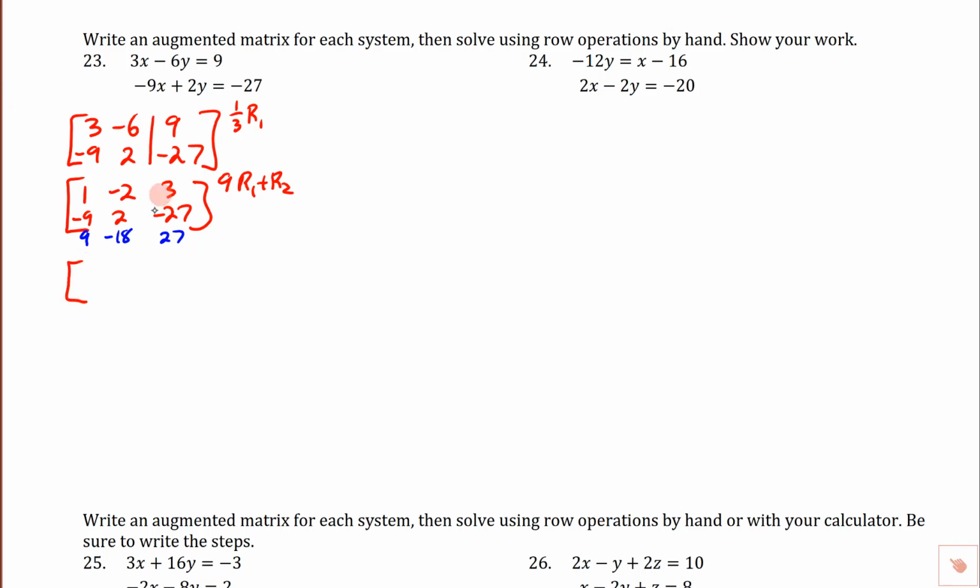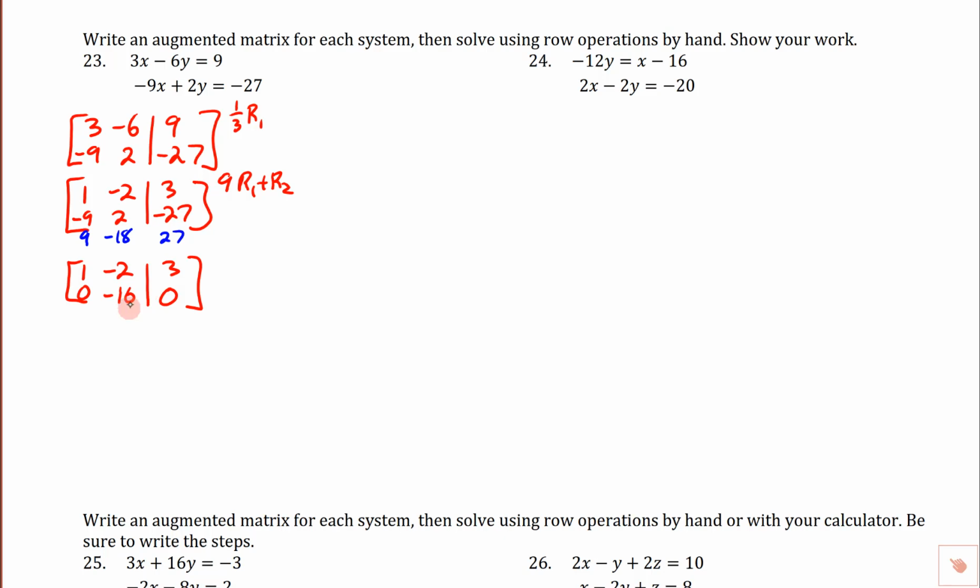Now remember, row 1, we like that. That's not going to change. So 1, negative 2, 3. And then when we combine these together, we get a 0, which is what we want. We put these together, we get a negative 16. And we put these together, and we end up with a 0. So that's looking good here. Now you'll notice that I have forgotten to put these lines right here. So again, sometimes I just leave them off entirely and then put them back at the end.